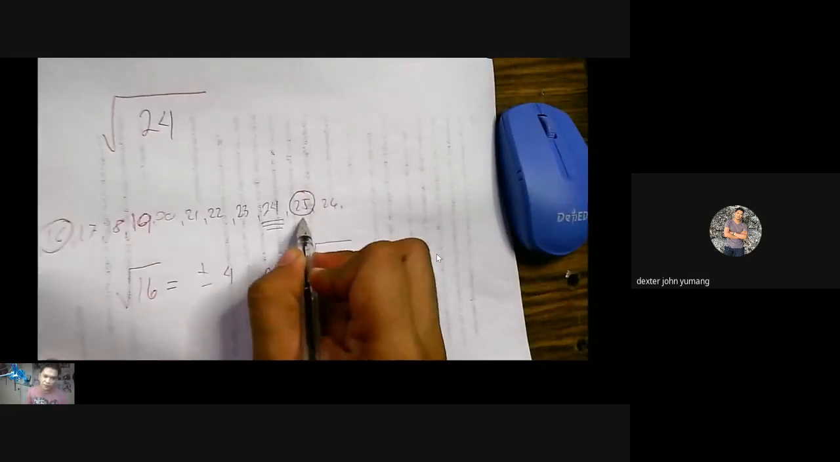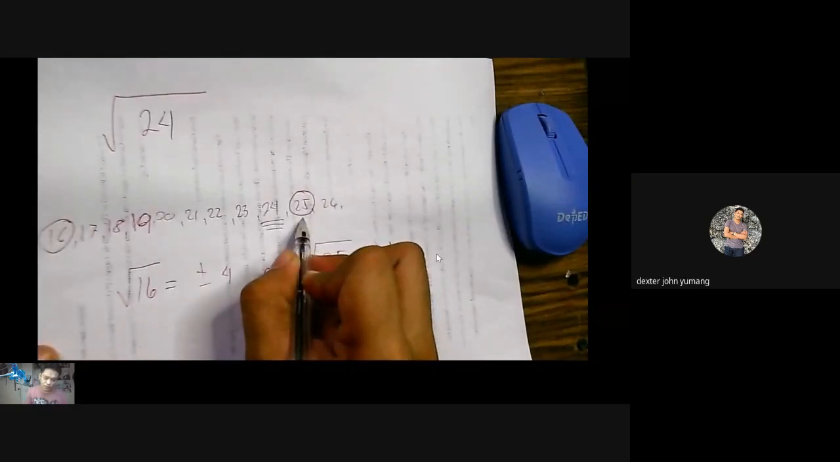Type nyo daw sa chat box kung sino ang nahihirapan pa para magbigay pa ako example. Sino pa po ang nahihirapan? Si Miko. Sige, another example. Asan abot ang 24, sir? Ito yung 24. So, anong next ng 24? 25. Di ba perfect square ang 25? Tulad nung kanina yung sinulat natin. So, andyan po siya.